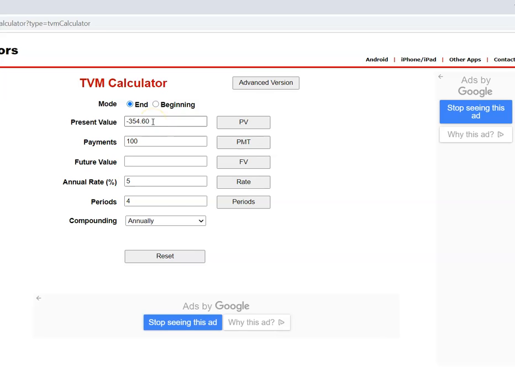$354.60. You may have a slight difference between the manual calculation and this calculator's result. It is because we have a digit rounding problem. Just ignore it. Two-digit rounding will be okay.